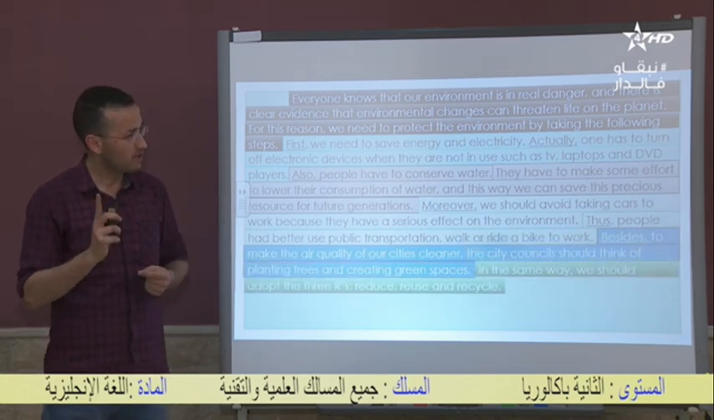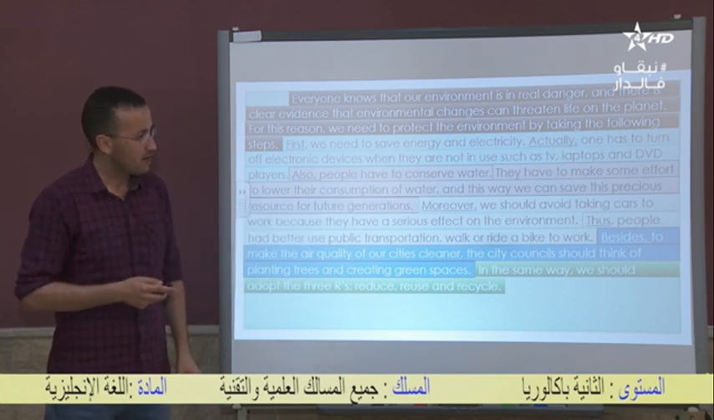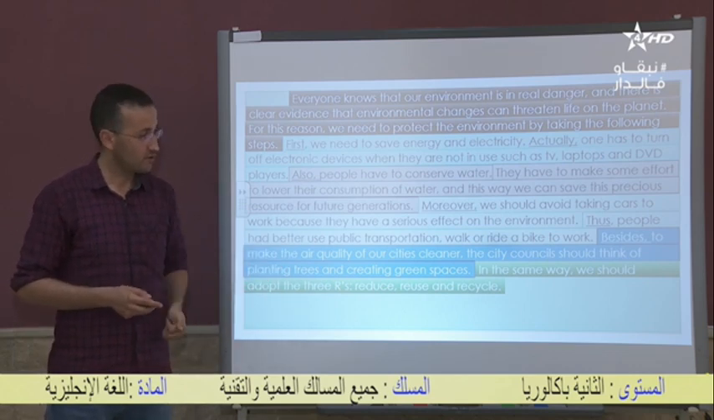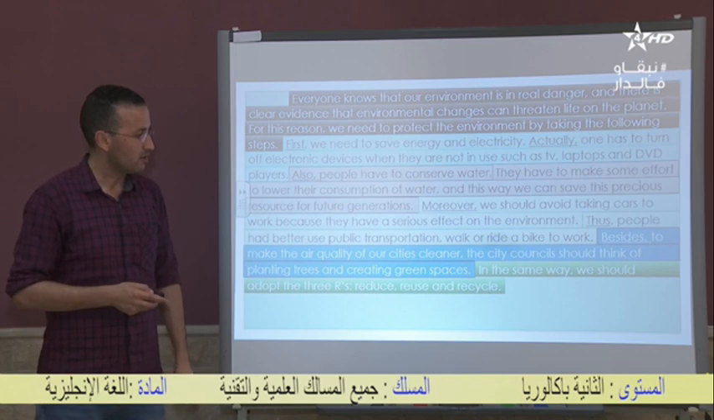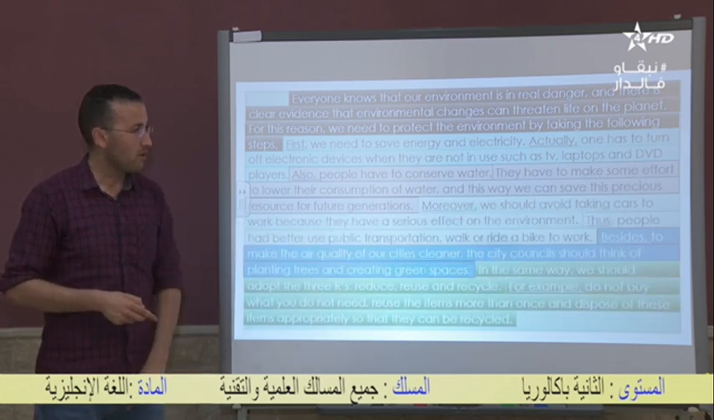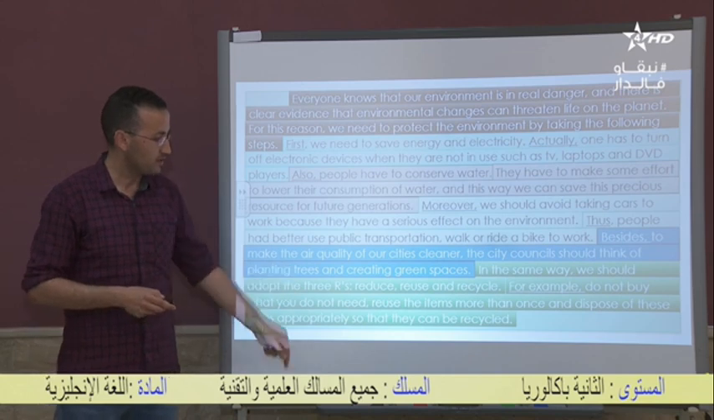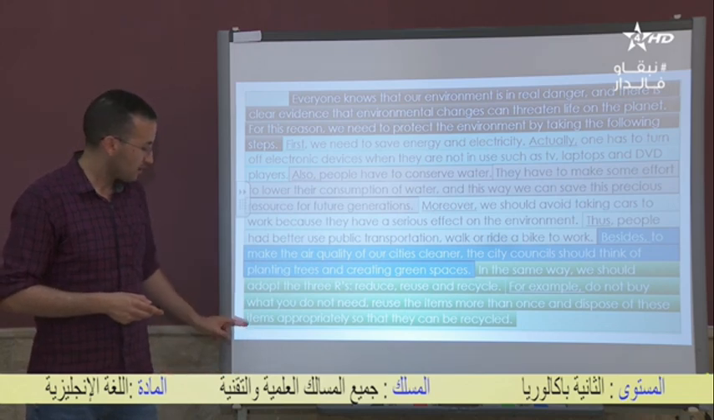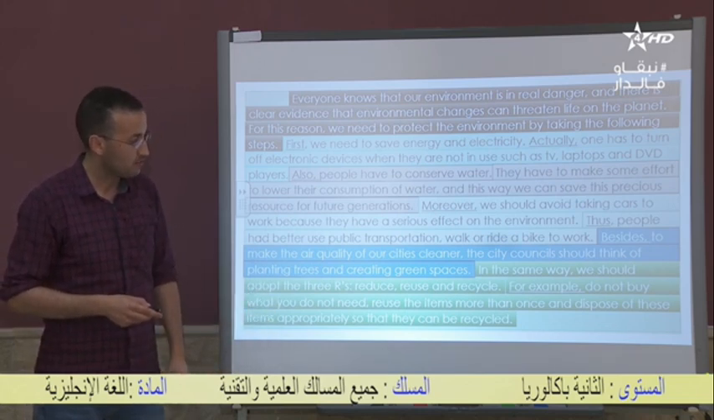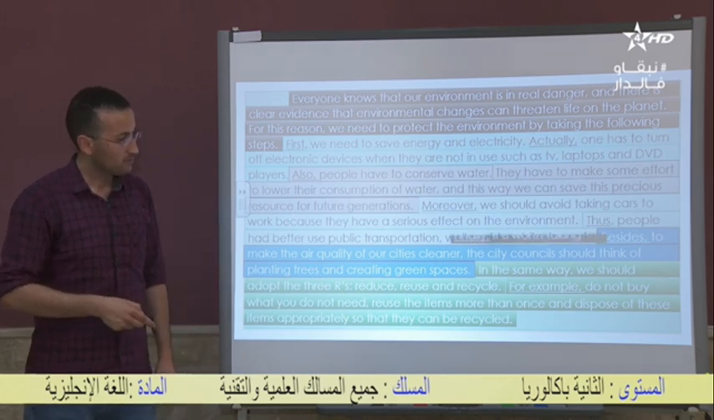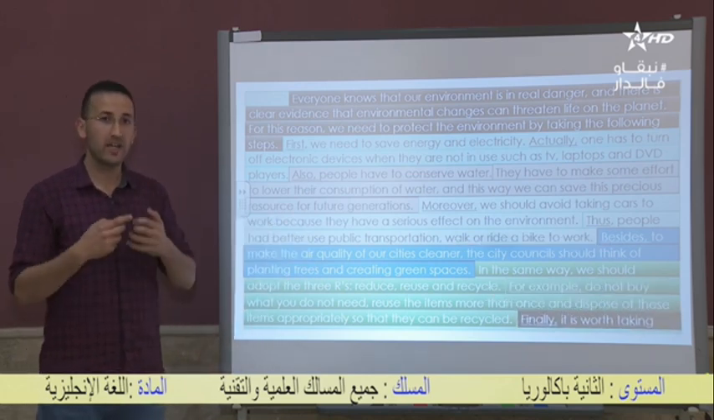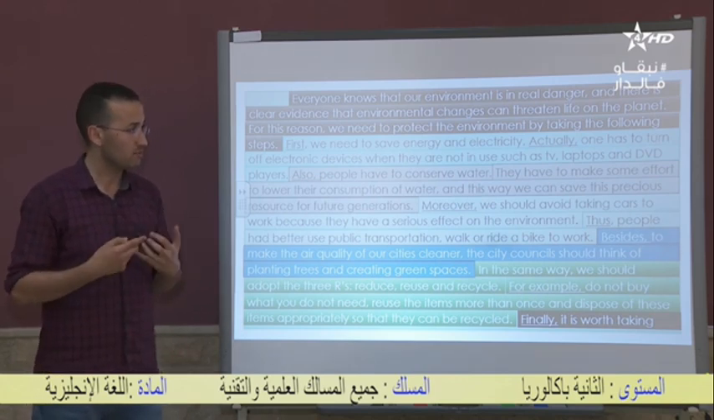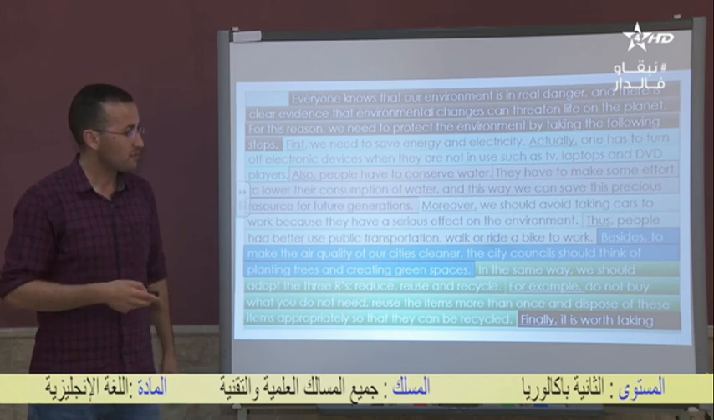Another supporting sentence is, in the same way, we should adopt the 3 R's. Remember, reduce, reuse, and recycle. For example, do not buy what you do not need. Reuse the items more than once and dispose of these items appropriately so that they can be recycled. And finally, we have our concluding sentence. Finally, it is worth taking. You think that you should follow these steps.